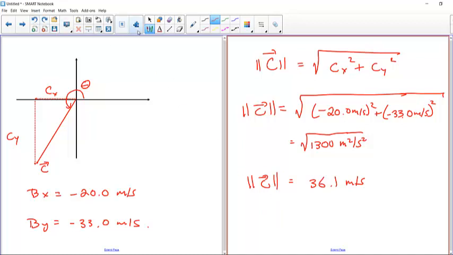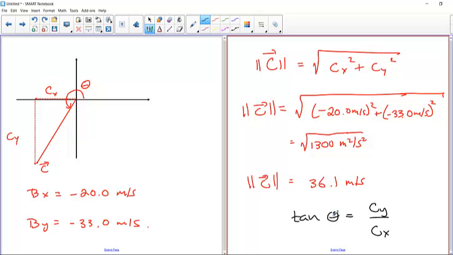Now the angle is a little bit harder because what we can say is that the tangent of theta equals C sub y over C sub x, the y component over the x component. Here we're dealing with a right triangle, but when we deal with this angle theta, we're dealing with angles of any value. If you go back to pre-calculus, that's why you're supposed to have taken pre-calculus before this class.